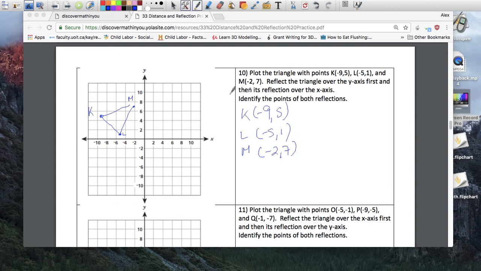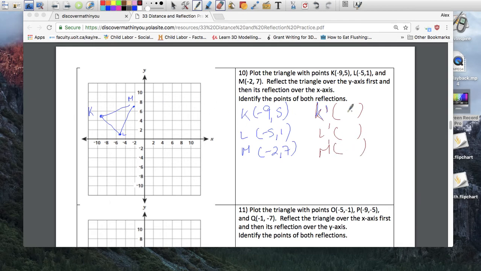I'm going to reflect it first over the y-axis, so we're going to go from here to here, and then we're going to reflect it over the x-axis, so it's going to jump from here, going this way. So my triangle ends up here. Okay, so it's a double reflection. Let's do our first reflection. First reflection, we're going to call it K prime, L prime, M prime.